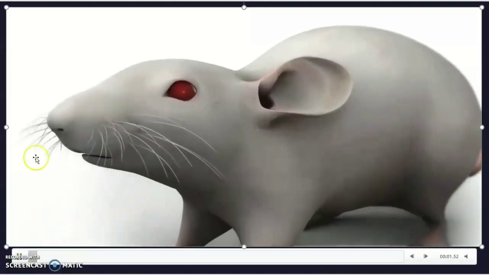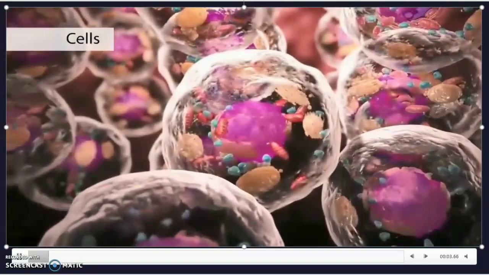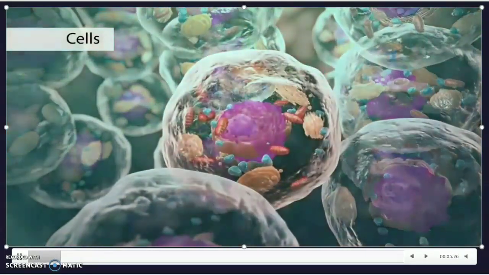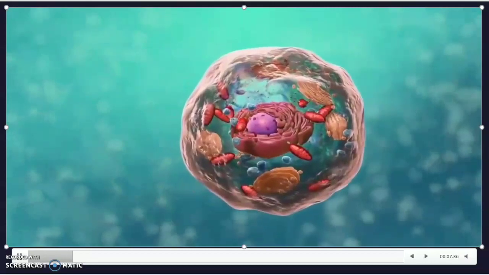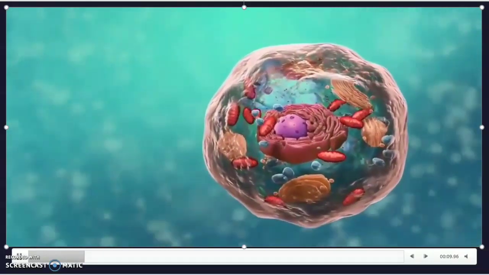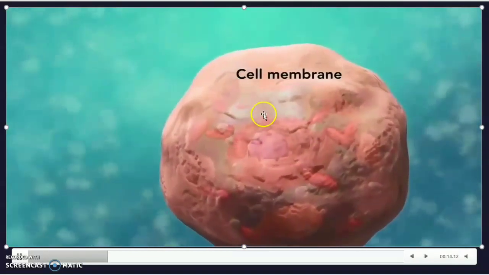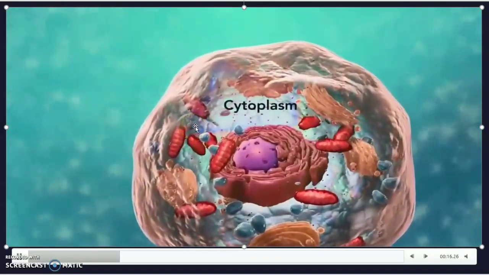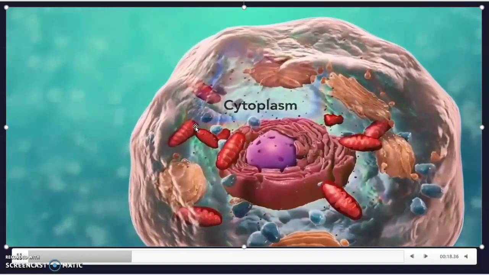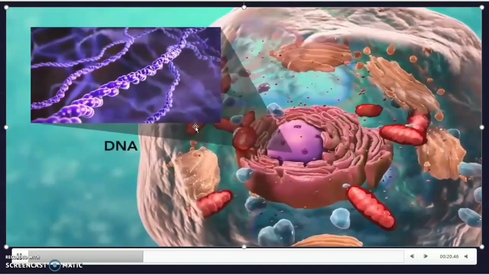Observe here, these are animal cells. We took these animal cells from a rat. In this animal cell there are different types of organelles present. Every cell has three important parts, that is cell membrane, cytoplasm and DNA.